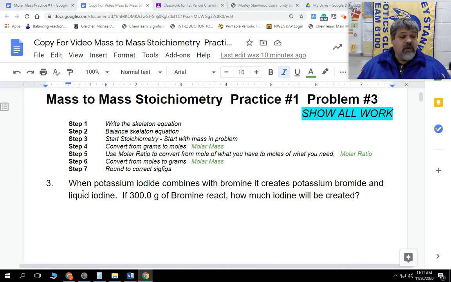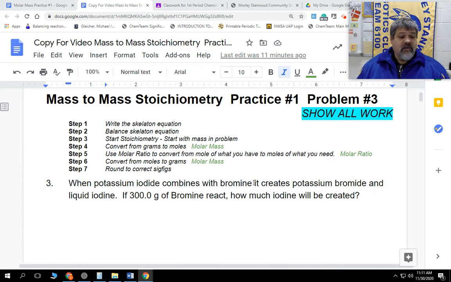So here's the question. When potassium iodide combines with bromine, it creates potassium bromide and liquid iodine. That's the skeleton equation. And then, if 300 grams of bromine react, how much iodine will be created? So that's the problem that we have for our stoichiometry, and we have our skeleton equation.